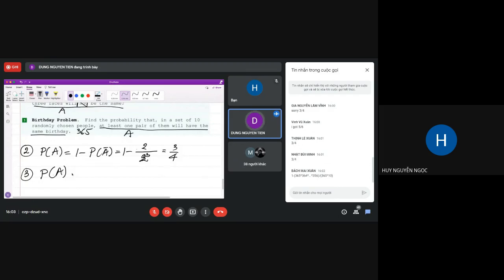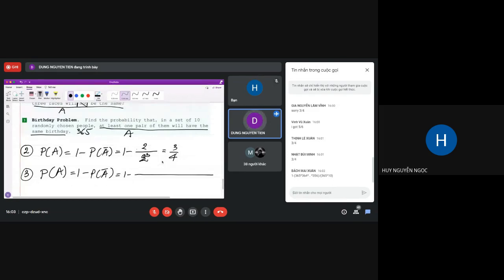And that would be 1 minus the probability of A bar again. What is A bar? A bar is the event that they don't have the same birthday, right? You cannot find any pair of them having the same birthday. It means that they have different birthdays.